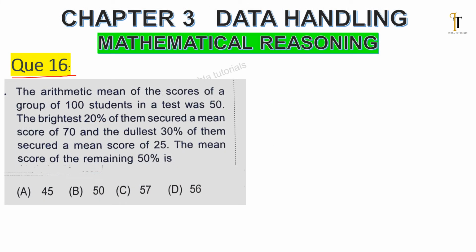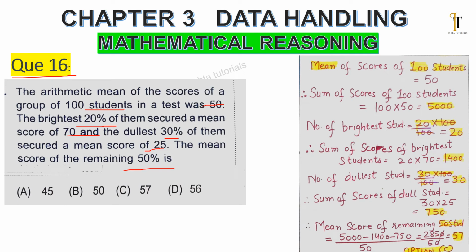Question number 16. The arithmetic mean of the scores of a group of 100 students in a test was 50. The brightest 20% of them secured a mean of 70 and the dullest 30% of them secured a mean score of 25. What we need to find? We need to find here the mean score of the remaining 50%. So students, let's solve this question step by step. The mean score of 100 students is equal to 50. Therefore the total sum is equal to 100 into 50, that is 5000.